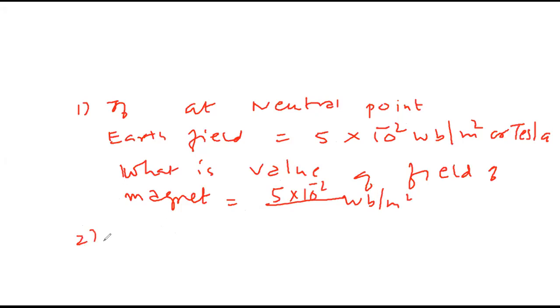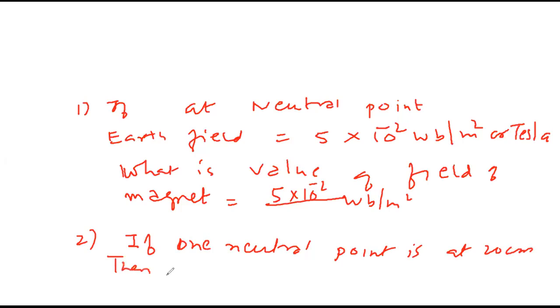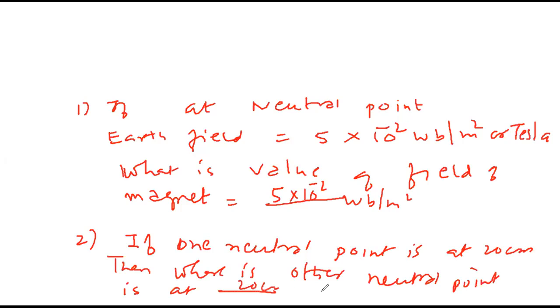So now one more question. This chapter is very simple, theoretical, but they can ask such dangerous questions. If one neutral point is at 20 centimeters, then where is the other neutral point? 20 centimeters, same distance. So there are actually two neutral points: left, right, up, down, two neutral points at the same distance from the center.